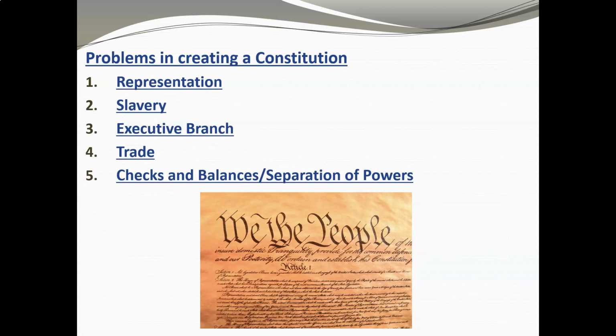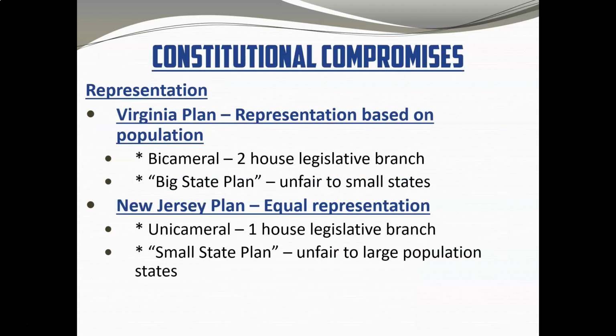Some problems in creating the Constitution. Number one was the issue of representation. Number two was the issue of slavery. Number three was, what kind of leadership are we going to have? Four was how do we create trade and who regulates it? And then five was the system of checks and balances and trying to ensure that no one group had too much power.